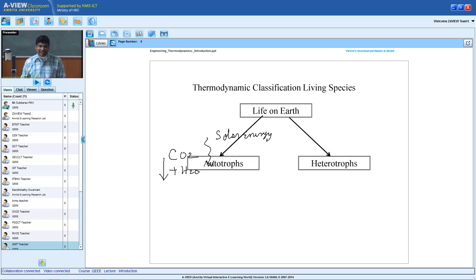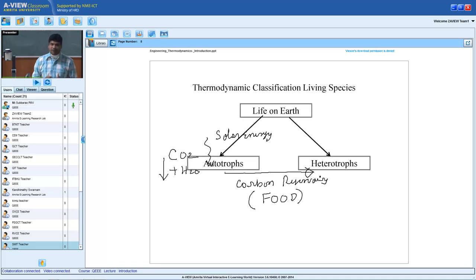You see it thermodynamically. At the end of the day, all these efforts of autotrophs are for their own betterment. But in the process, they did a great job for the globe. How? They created carbon reservoirs. Okay, for quite a long time, these carbon reservoirs are believed to be the food. The moment there is food, the next class, heterotrophs, started developing.